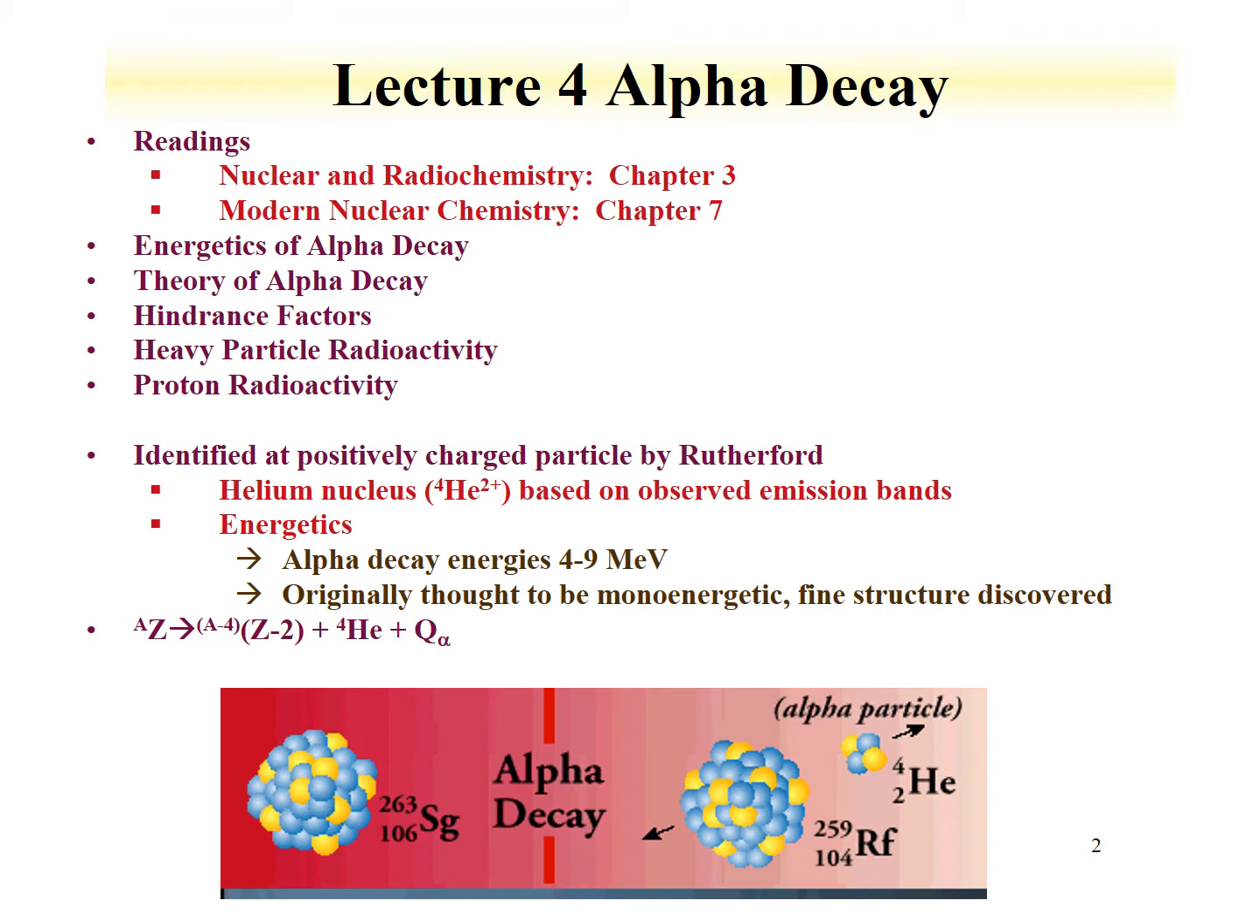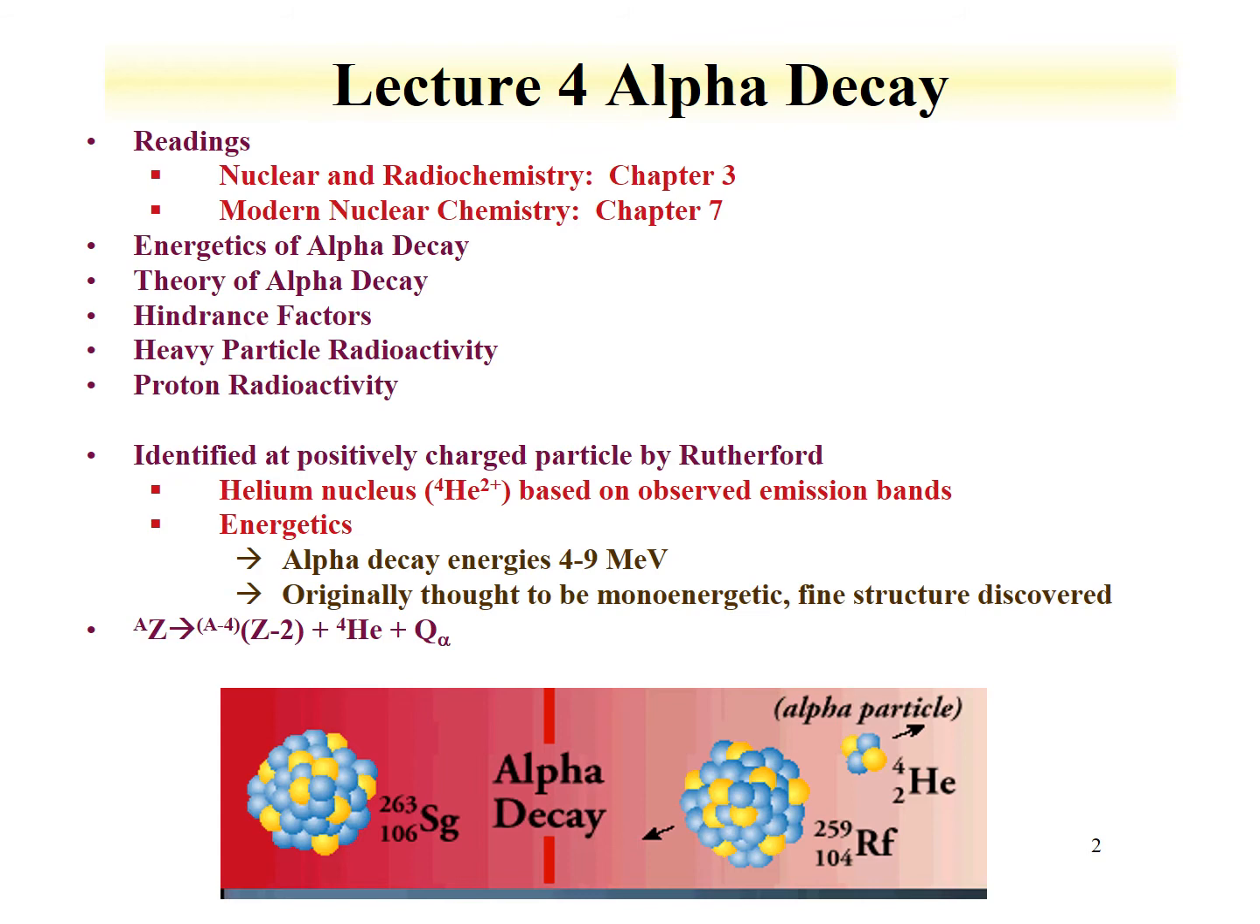As we presented in our very first lecture on the history of modern nuclear physics and radioactive decay, Ernest Rutherford and his team identified a positively charged particle being emitted from the nucleus. The helium-4 nucleus was based on observed emission bands. And so from this point, it was clear that a particle of 2 protons, 2 neutrons was coming out of the nucleus. Now, the energetics of alpha decay, their energies range from 2 to 9 MeV.